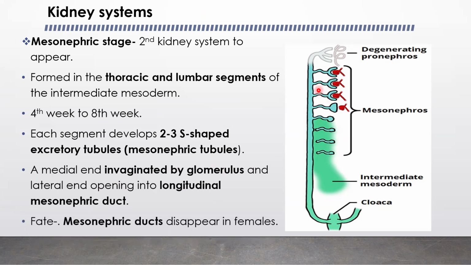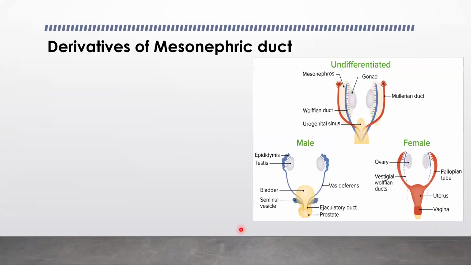But the fate is that the mesonephros will also regress. But the mesonephric duct, this duct, will remain patent, will remain in males, but it will disappear in females. So the mesonephric duct will disappear in females. We'll see the reason why.